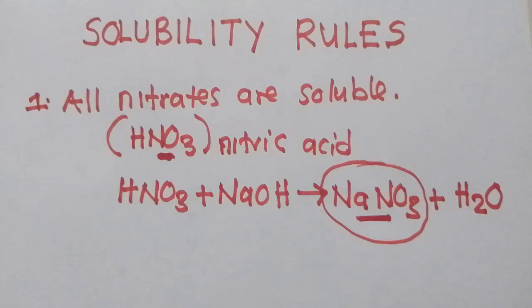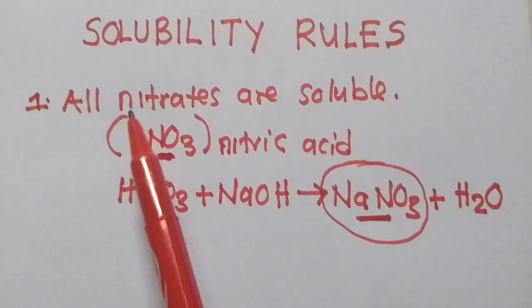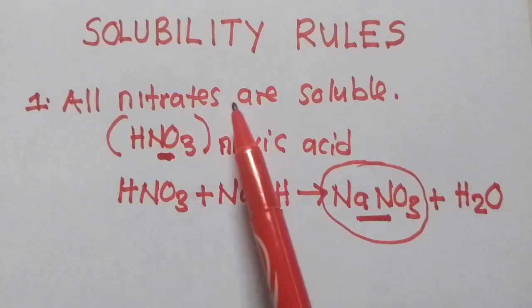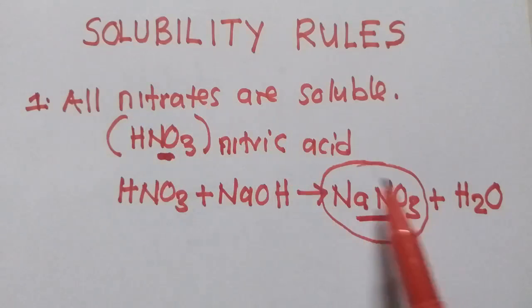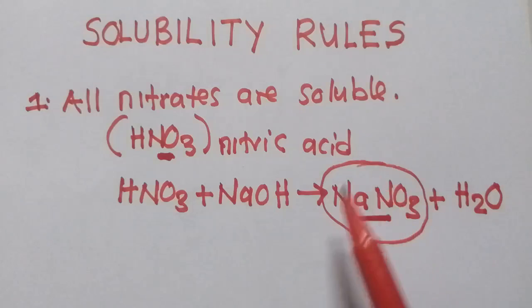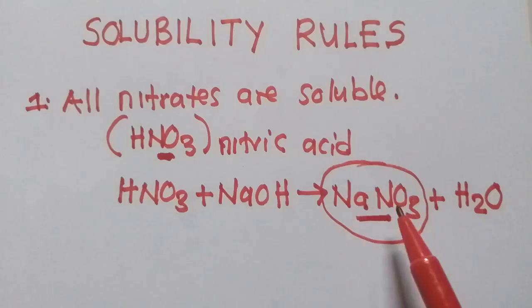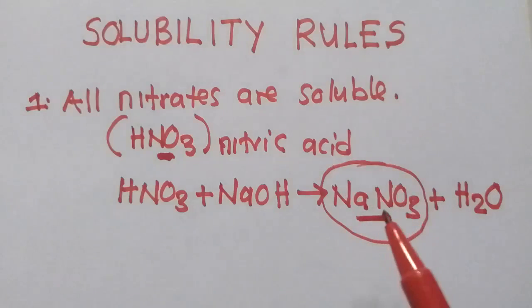There are about five rules. They are very simple. I'm going to make them simple so that you understand them. So rule number one says that any salt where there is nitrate is a soluble salt. An example is sodium nitrate. Meaning sodium nitrate is a soluble salt.